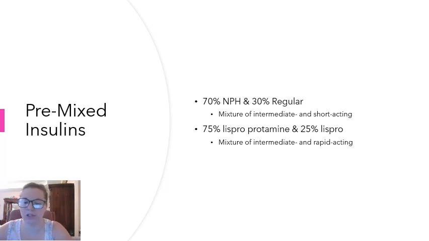Your book only mentions these two. There are other ones though. And then the other one it mentions is the 75 of lispro protamine and 25 of plain lispro. So that's an intermediate and a rapid acting. So it's going to be having both of those onset, duration, peak, different times, and then all in one syringe.